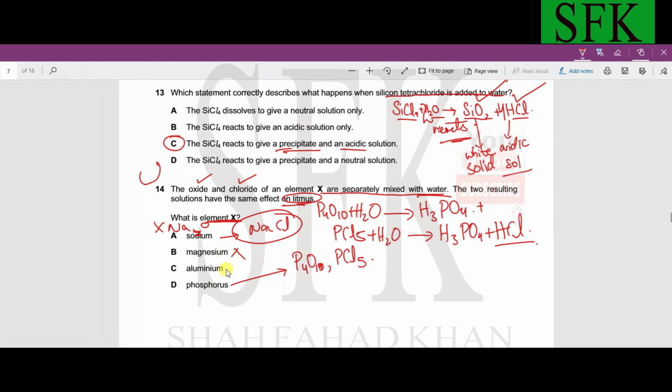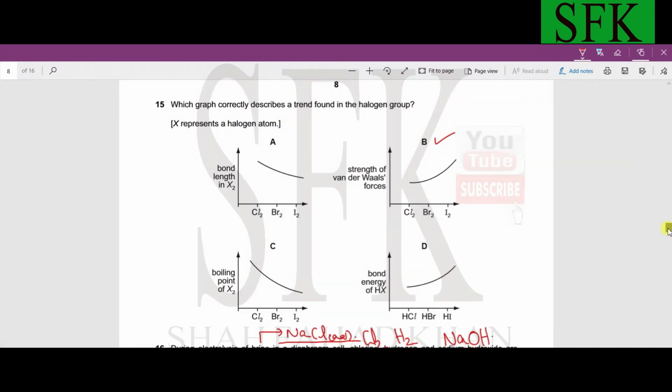What about aluminum? Aluminum chloride is acidic, but aluminum oxide does not dissolve in water. So again, not the correct option. The only option left is option D. Yes, because phosphorus oxide gives you an acidic solution, and PCl5 also gives you an acidic solution when dissolved in water. So yes, D is the correct option. They have the same effect on litmus paper.